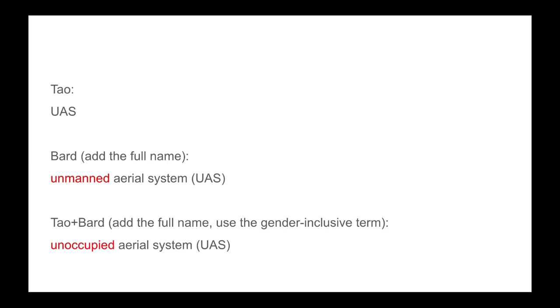But in this case, we can see that AI uses "unmanned aerial systems" to describe UAS. But we know in the remote sensing community, we don't like the word "unmanned" because we want to be more gender inclusive. So although the bot helped me to add the full name to my acronym, it used "unmanned," a word I don't like. So I use "uncrewed" to improve my writing.